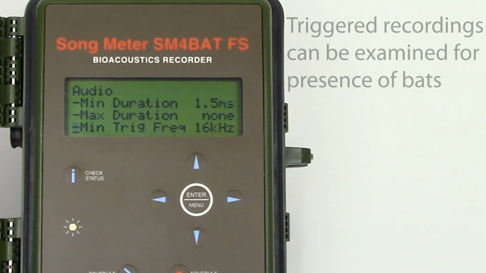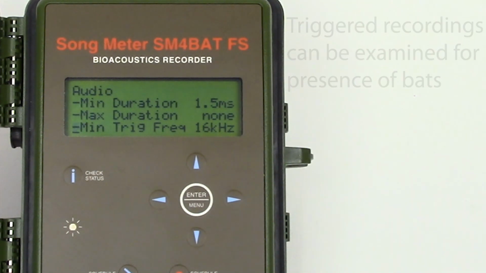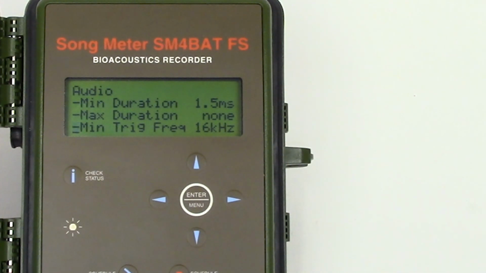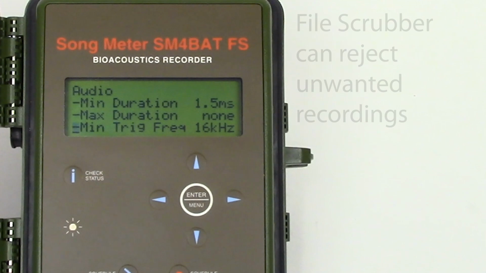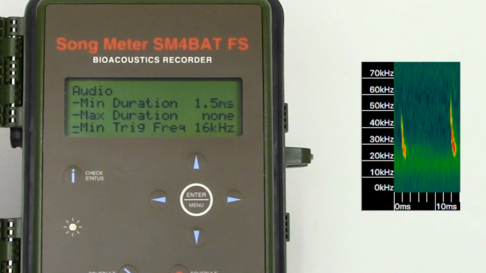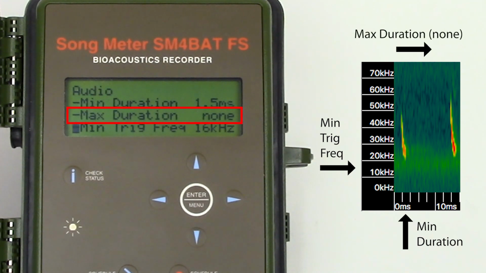The triggered recording can then be further examined for the presence of bats. Once the SM4BAT is triggered to record, the recording is examined by an internal scrubber. The scrubber looks to see if the recorded signal contains at least two events that are above the minimum trigger frequency and last for at least the minimum duration. For recording bats, the maximum duration is typically set to none.